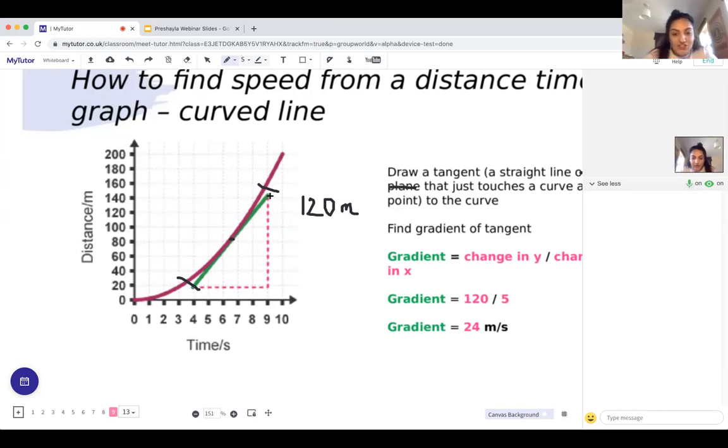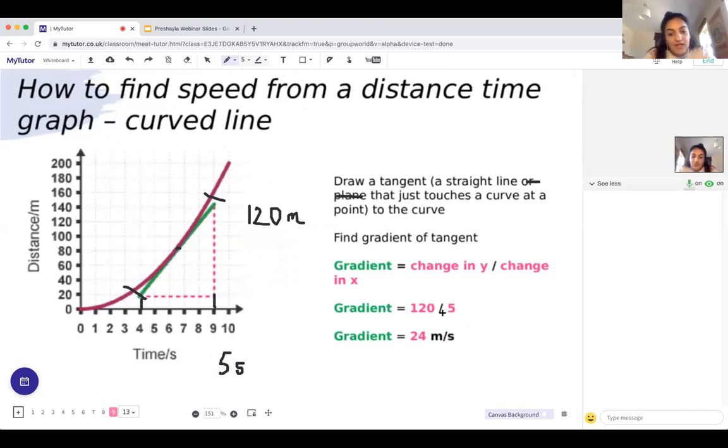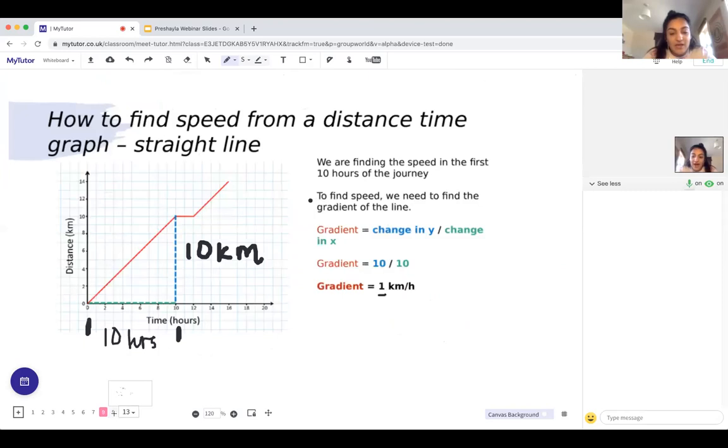And we're going to use change in y, which is 120, divided by change in x. So we're going from 4 seconds to 9 seconds, so our change in x is 5 seconds. We divide them by each other: change in y is 120 and change in x is 5. When we do 120 divided by 5, we get 24, not forgetting the units, which are meters and seconds. So it's meters per second. Previously, it was kilometers per hour. This time it's meters per second.